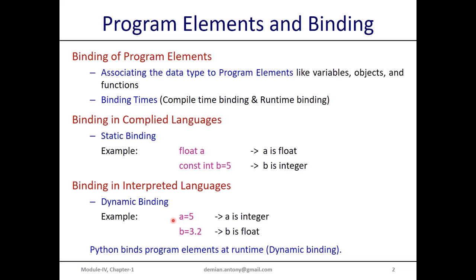Similarly, if we write b = 3.2, the Python runtime associates the data type float to the program element, that is the variable b, based on the value 3.2. Since Python is an interpreted language, Python binds the program elements at runtime. It means that Python follows dynamic binding, and this is very crucial in understanding the concepts of class and objects in Python.